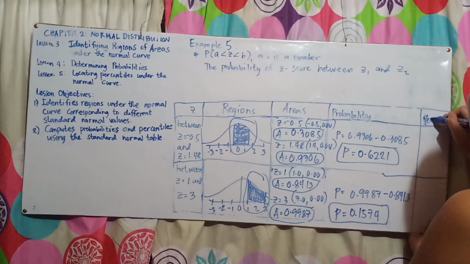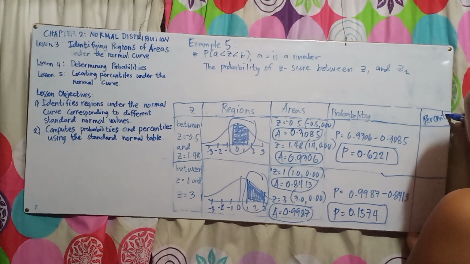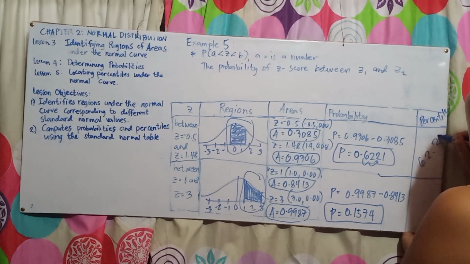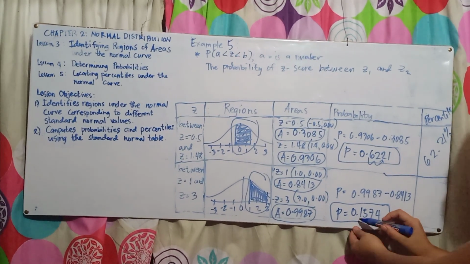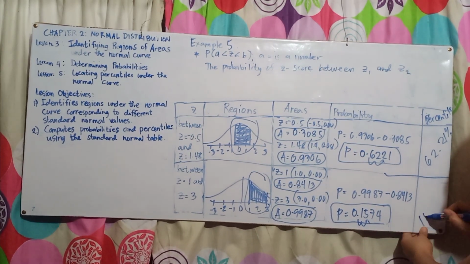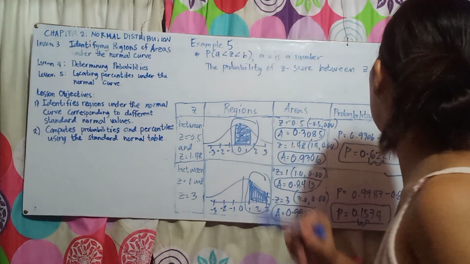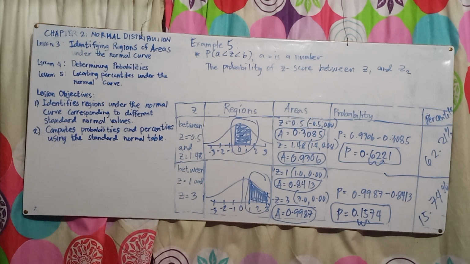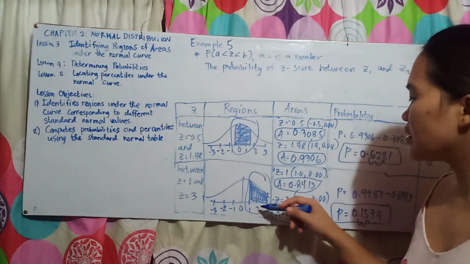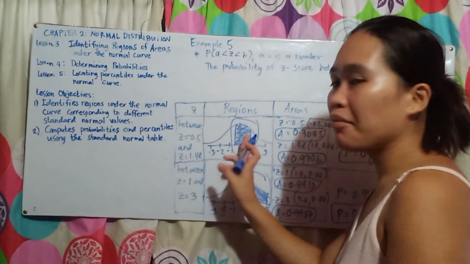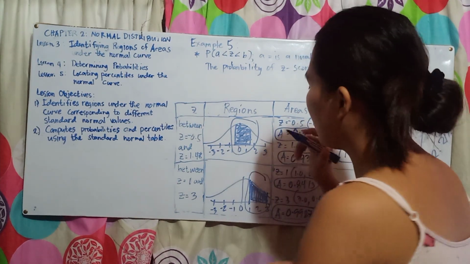So, sa percentile, i-move lang yan to decimal places. Magiging 62.21%. So, kani, i-move lang ang probability to decimal places. Magiging 15.74%. Ibig sabihin, kaning shaded portion is equivalent to 62.21%. So, ang shaded portion sa from positive 1 to positive 3 is 15.74%.